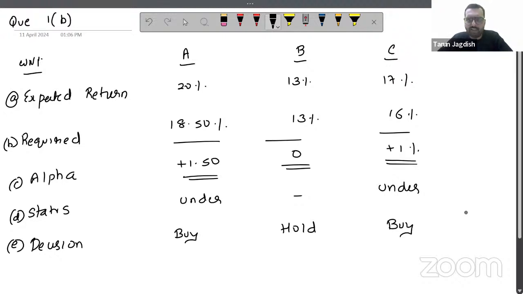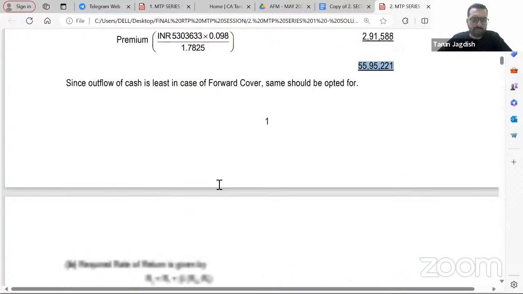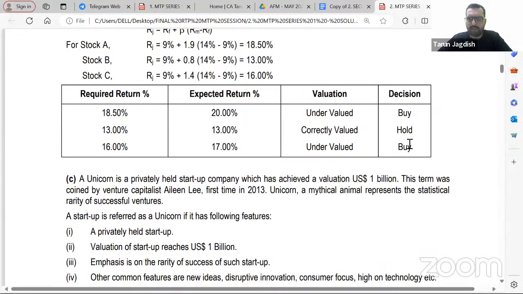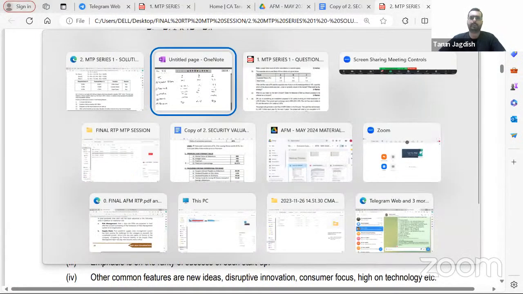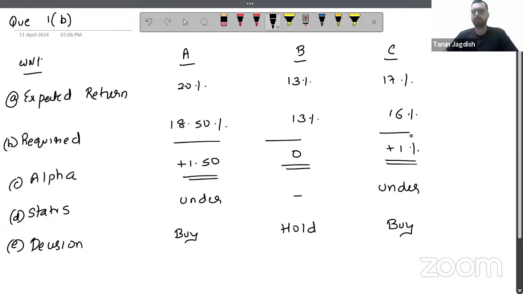Let me just cross-check the answer, friends. Give me a minute. Buy, hold, buy. Perfect. Kathiravan, you have a doubt of how the total came up? Wait, I'll show you. Let everyone just go through this.